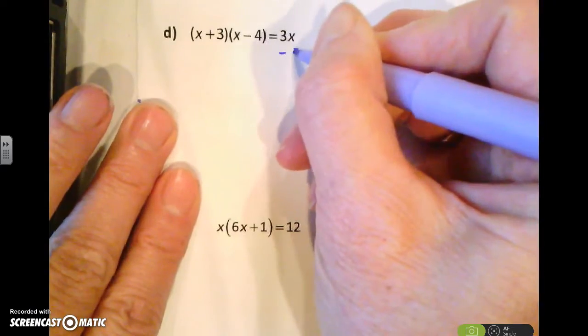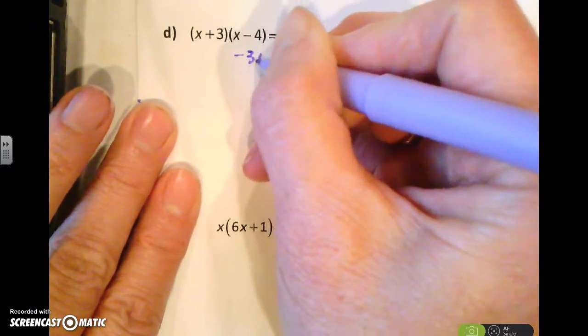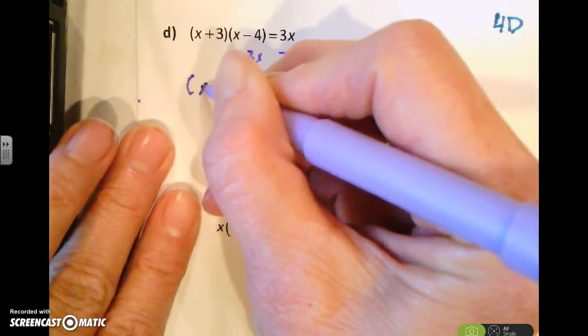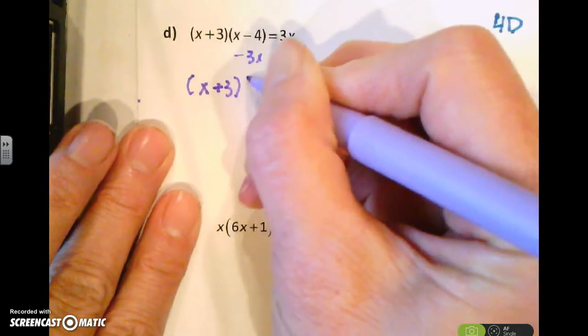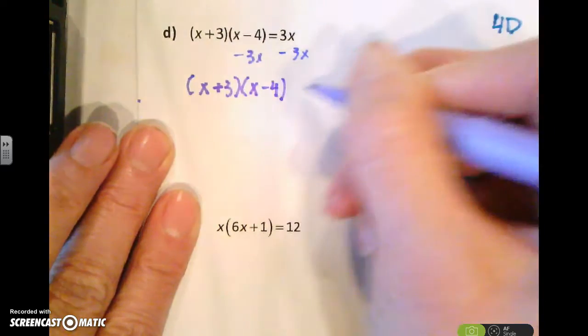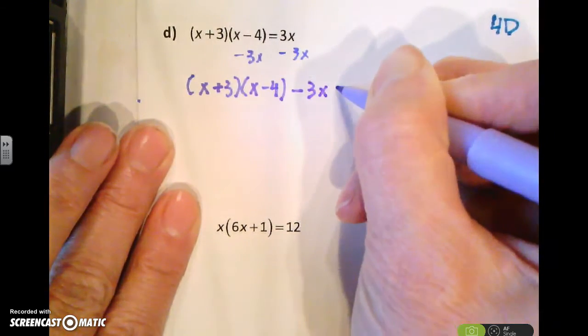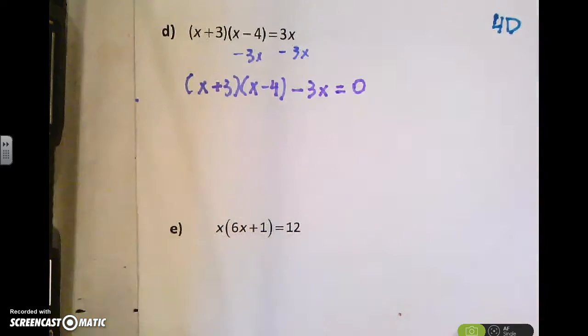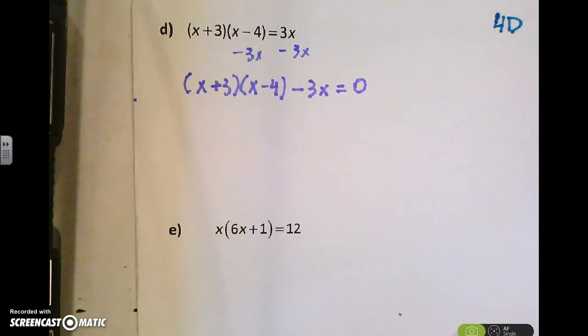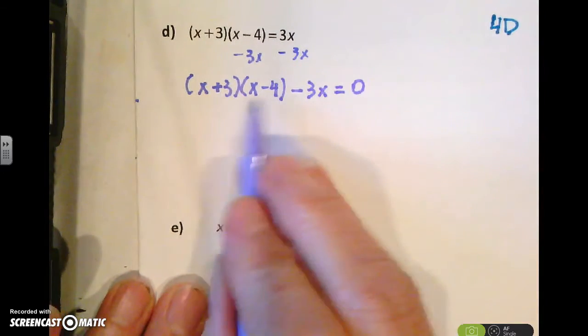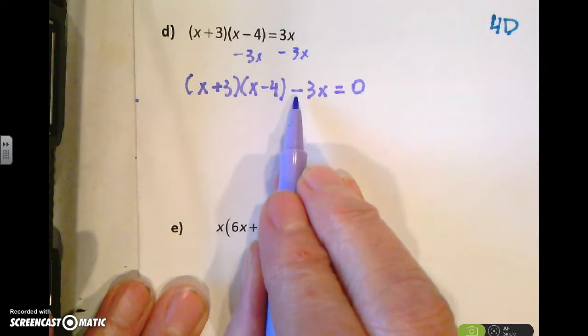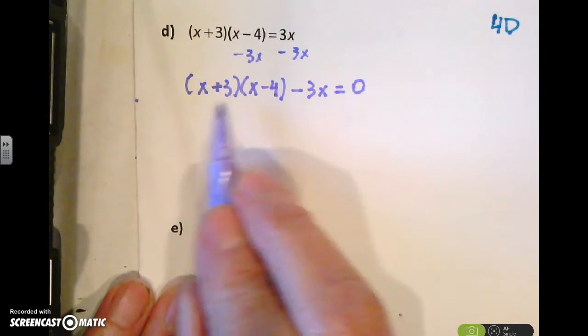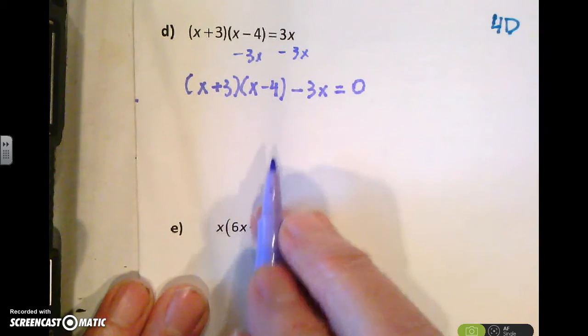So we're going to subtract the 3x from both sides, and that's going to look like this: x plus 3 times x minus 4, subtract 3x is equal to 0. And I have this. So the next step is to factor, and this doesn't look like any rules that we've had before. We've got the parentheses and we've got the minus 3x. So this is not factored because of the minus sign here.